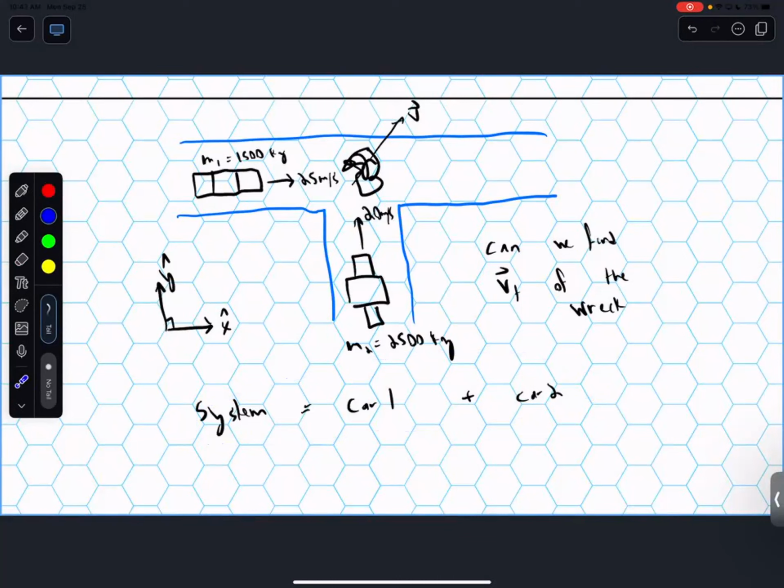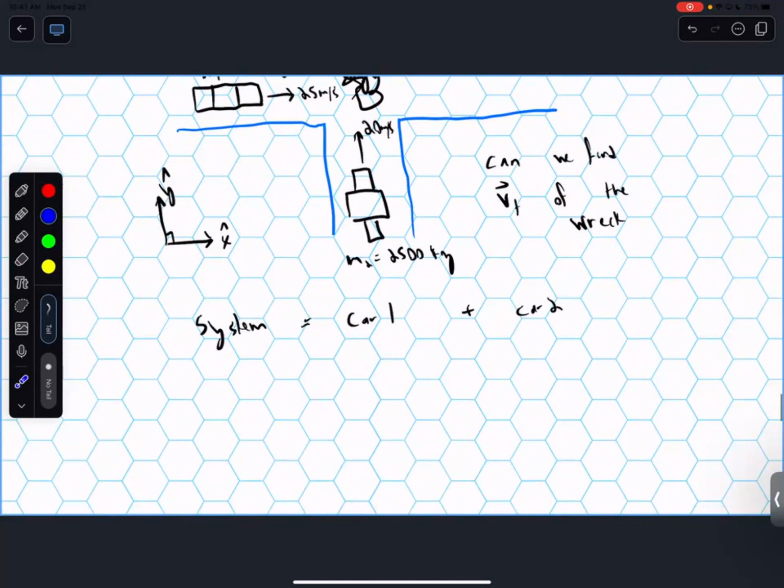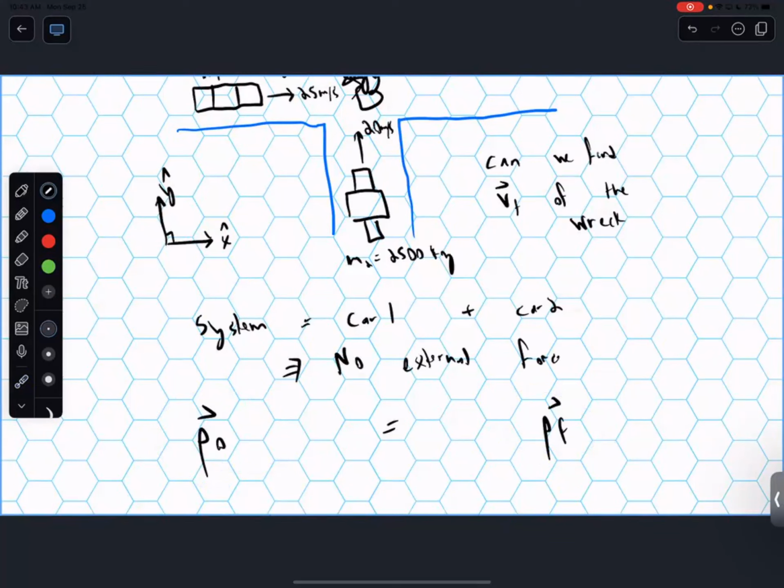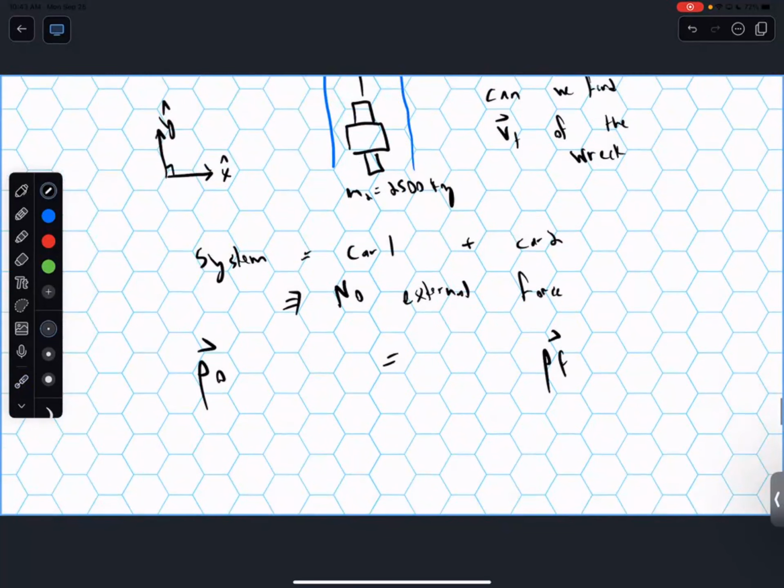And this is going to come in handy because that means that I can write that P initial is equal to P final. And I'm spacing them out just because I'm going to write stuff under them. So if I say that there applies no external force, just the internal forces of the cars on each other, that means that P naught equals PF, which means I can start to add momenta. So I'm going to go ahead and do that.